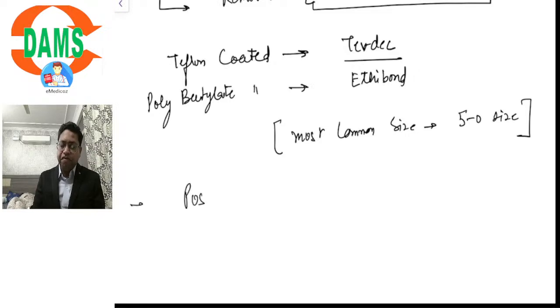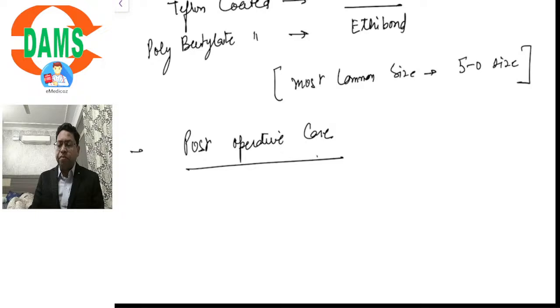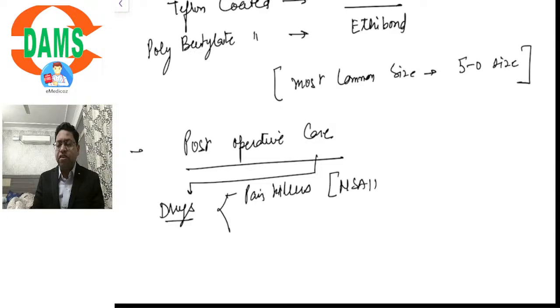And what is the post-operative care? We would give some drugs to the patient. Drugs consist of painkillers. The most preferred painkillers are the non-steroidal anti-inflammatory drugs, and antibiotics to take care of the infection. These antibiotics can be either the tetracycline group or penicillins.